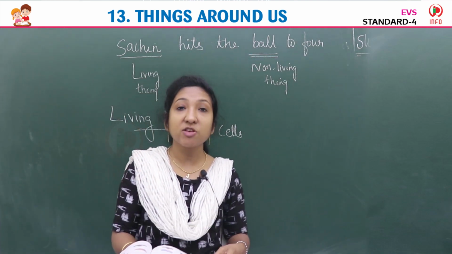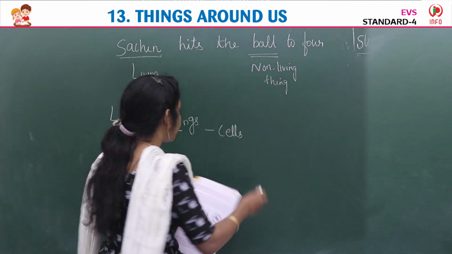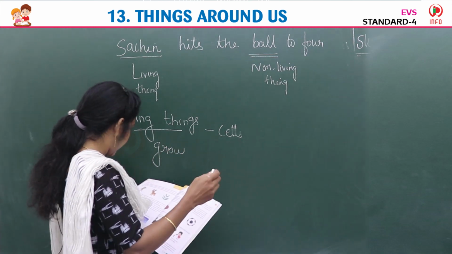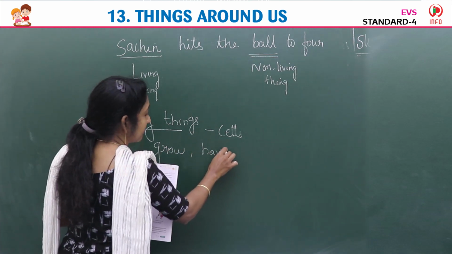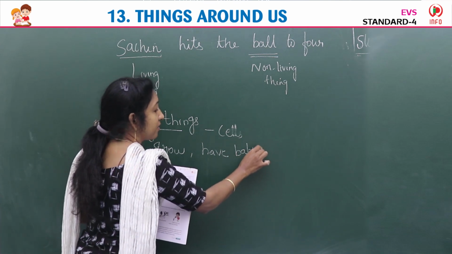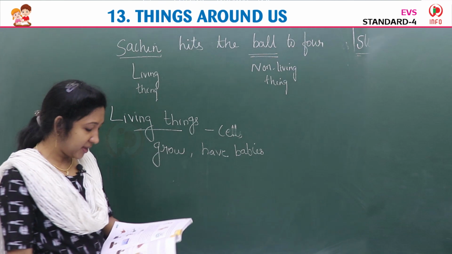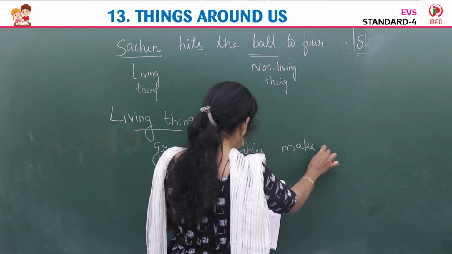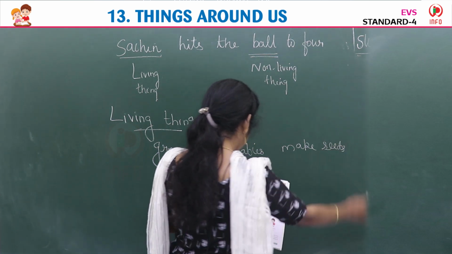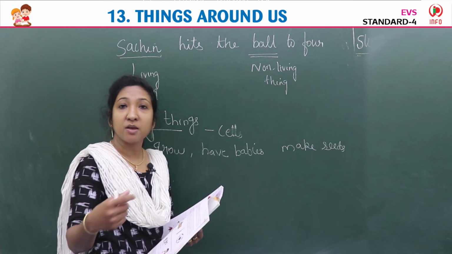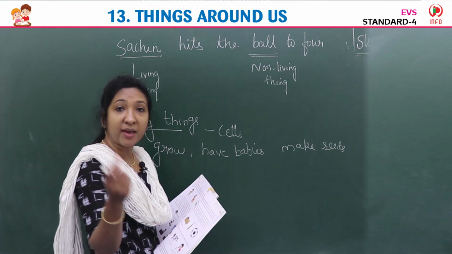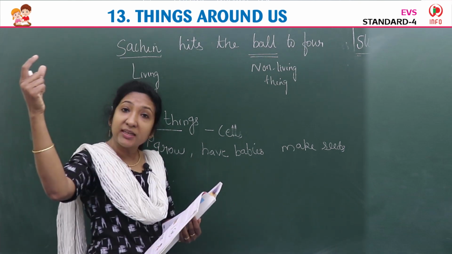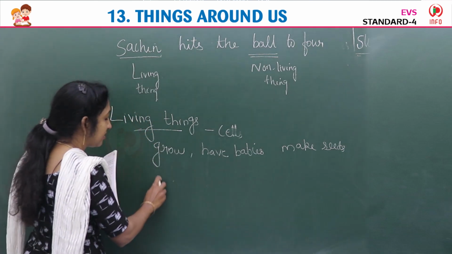So, the features of living things. They can grow, G-R-O-W. They have babies, they produce young ones. Then they make seeds. Make seeds means plants grow into a new plant. If we put a seed in the soil, it grows into a new plant, then it will grow into a tree. Then other features: they move.